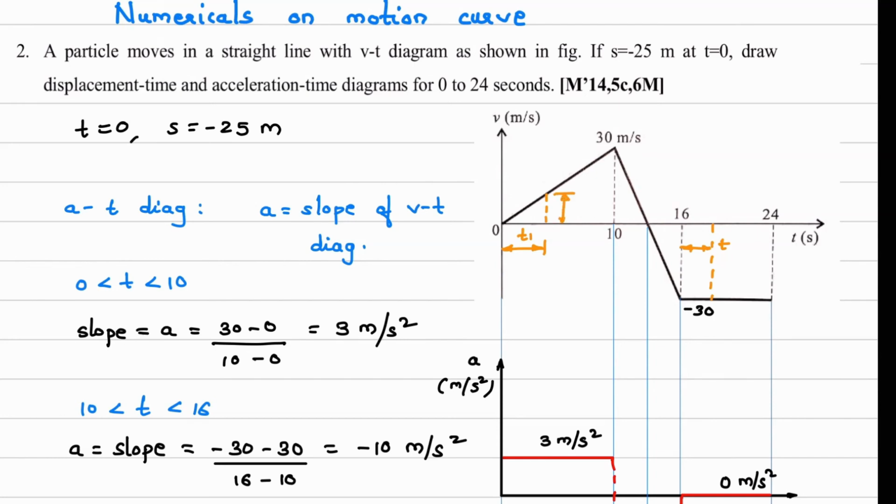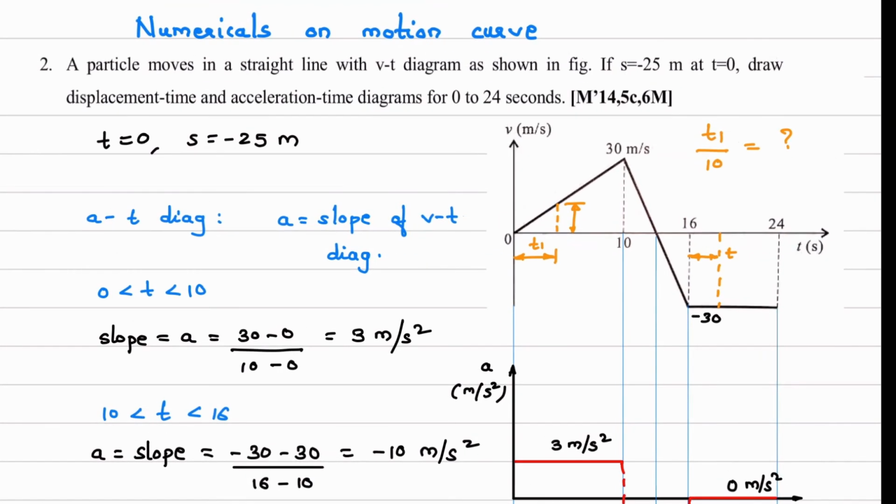How to calculate that? For T1, what is the bigger triangle? This triangle you can consider, and this triangle. These are similar triangles. So T1 upon 10 is equal to unknown height upon 30. So from here we can calculate that unknown height, which is 3 T1. So this height will be 3 T1.